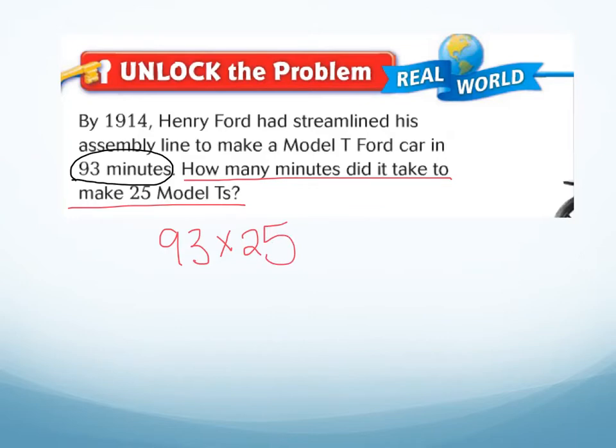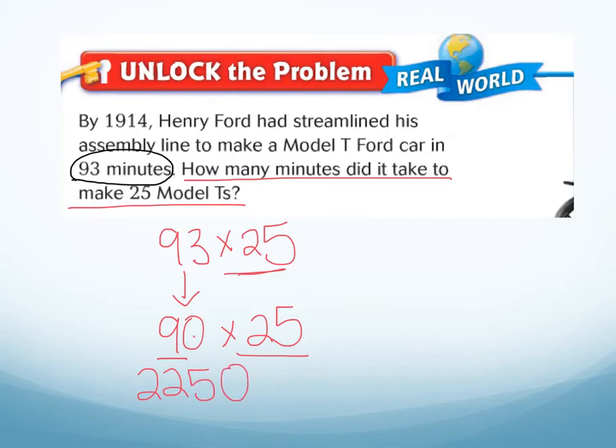Before I multiply 93 times 25 with regrouping, let's go ahead and think about the estimate for this problem. I could round 93 to 90. And since 25 is a nice friendly number, I might not round it at all and leave it 25. 9 times 25 is 225. With an additional 0, I get an estimate of 2,250. So I could say that 93 times 25 is about 2,250. And I'll look for my answer to be close to that number.